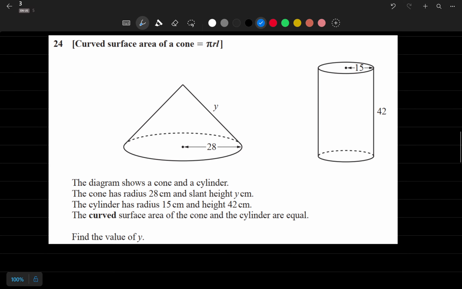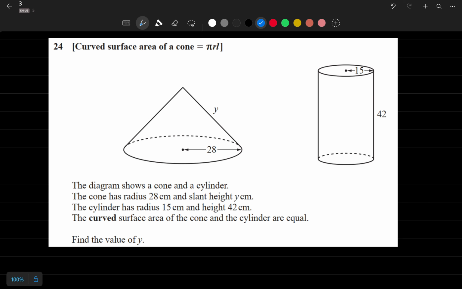Moving on, we have curved surface area of a cone is equal to pi rl. The diagram shows a cone and a cylinder. The cone has radius 28 centimeter as visible over here, and the slant height is y centimeter, also here. The cylinder has a radius of 15 centimeter and the height is 42 centimeter, also given. The curved surface areas of the cone and cylinder are equal.